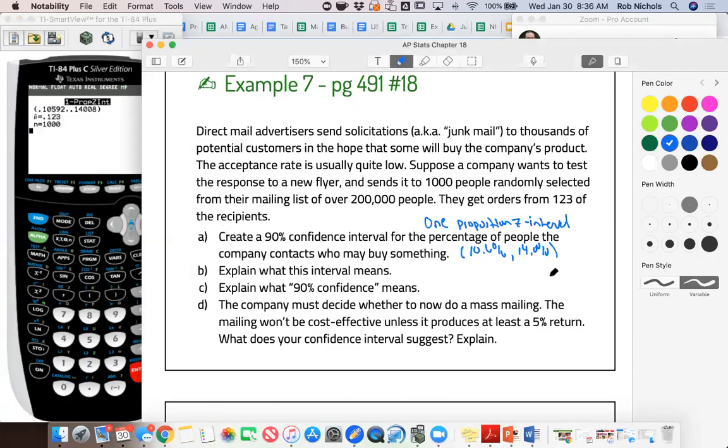All right, C, so explain what 90% confidence means. So what that means is about 90% of random samples of size 1,000 will produce intervals that contain the true proportion of people who will respond to the flyer.